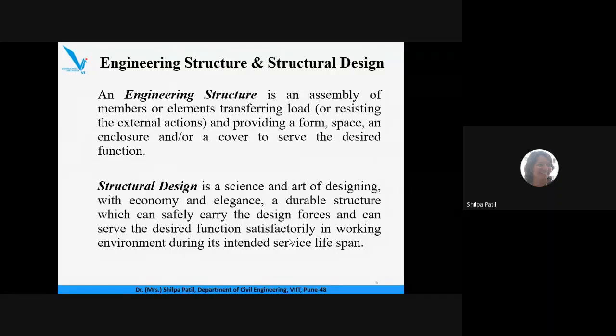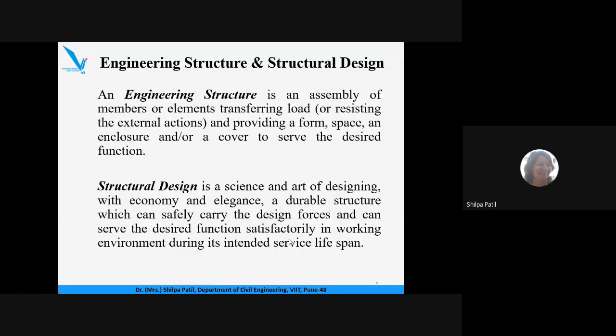It's a big definition, but if you read it carefully, you will come to know that this definition is indicating all the basic requirements for the design of any particular structure. So what is structural design? It is a science. Obviously, it is a science. Whatever fundamental concepts of science we are learning, we are going to apply in the design. So it is a science and art of designing.